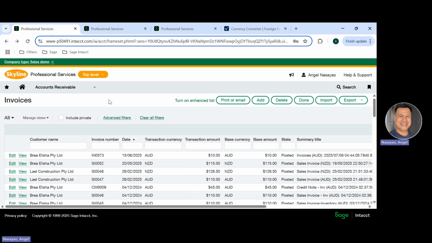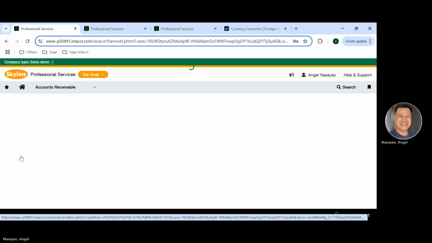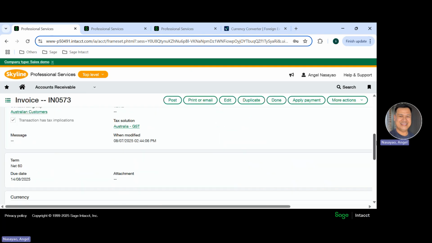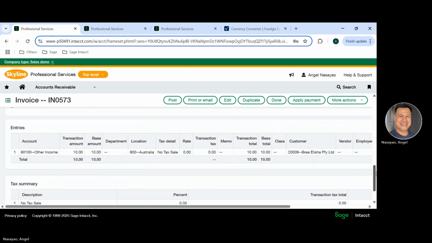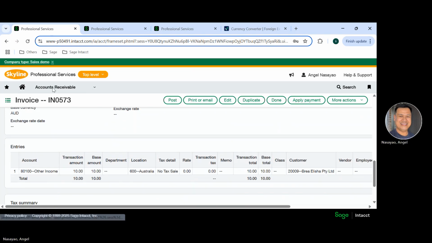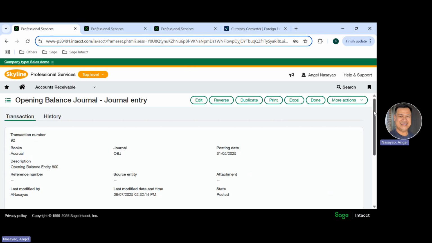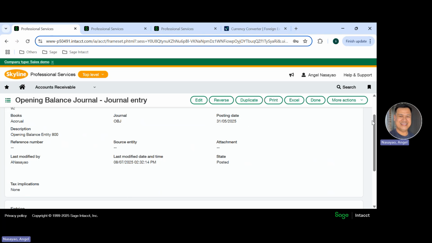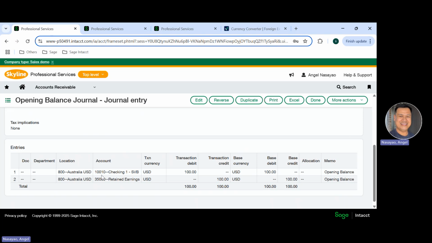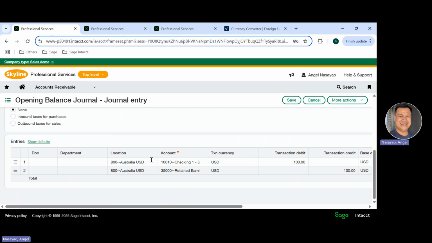So for this purpose, let's just have a look at how the USD base currency transactions or opening balance will be consolidated. I have here a transaction against entity 800, which is the US dollar. Let me just show you the opening balance for entity 800. I have this opening balance posting date 31st of May 2025.